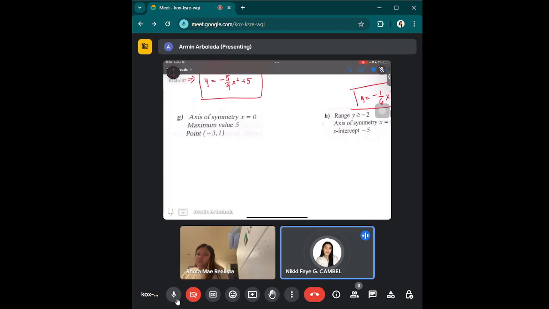This one, we also have an axis of symmetry at 0 and a maximum value of 5. So this is going to give us the vertex, which is (0, 5). So can you solve for the equation?